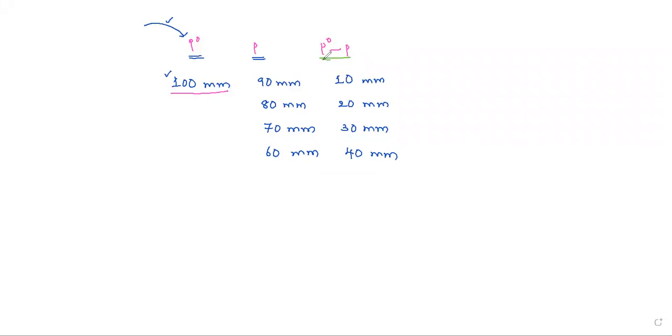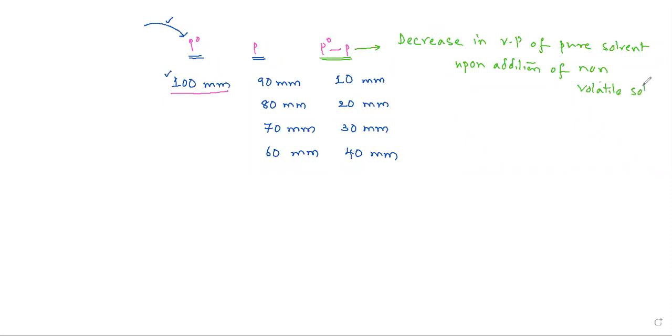Now let me tell you that this is the decrease in vapor pressure of the pure solvent upon addition of non-volatile solute, right? Decrease in the vapor pressure. Technically, we call this lowering of vapor pressure.